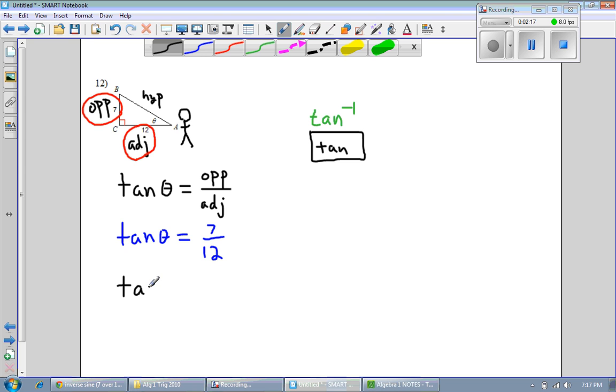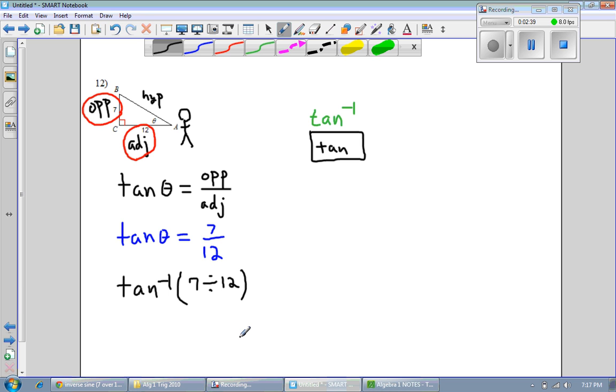Most calculators, it'll look like this. It'll say inverse tangent, tangent -1, then it'll give you some parentheses. And instead of the fraction bar, we can probably just put divide in there. 7 divided by 12. If you have a fraction button on your calculator, you can probably use that too. It will be the same thing. And then we push enter, and hopefully this will tell us a number that looks something like an angle.